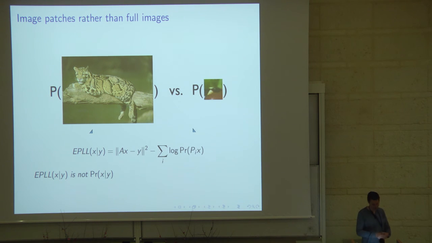Yes, this is a great point, they're overlapping patches, and that's what this point is, that this function is really not the correct probability of X given Y. We're just summing up the log probability of every patch. And as someone who was trained in graphical models, this seemed like a terrible thing to do. But it seems to work.